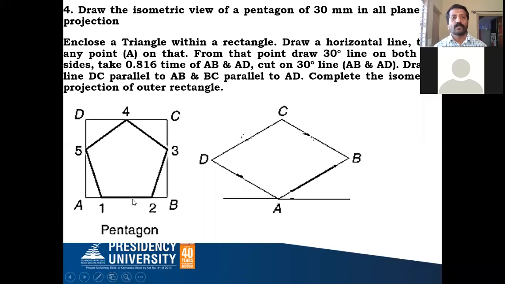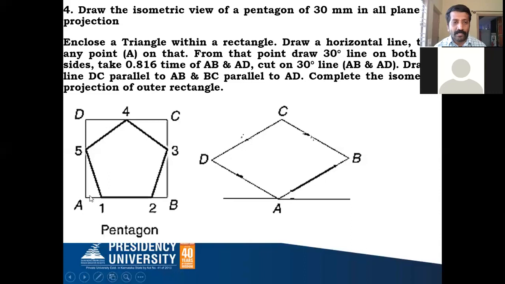Here also we need to go with the box method. That means the pentagon has 5 sides, so I cannot directly draw the isometric projection. I need to enclose this pentagon within a box, that is a rectangle or square, whatever it is. So how to enclose the pentagon in a rectangle or square? 1, 2, 3, 4, 5 is your pentagon, correct?